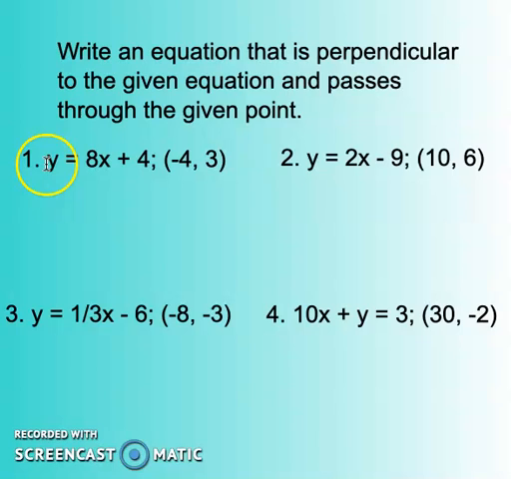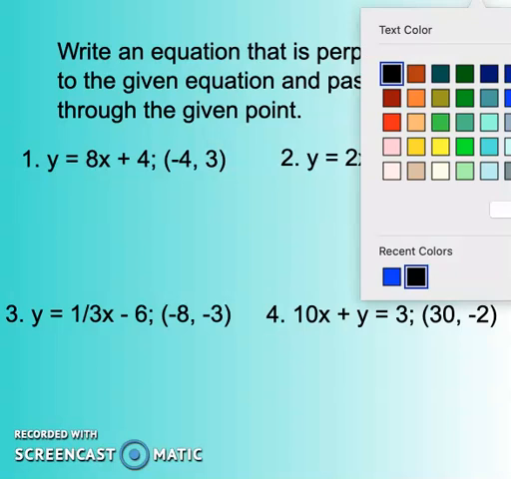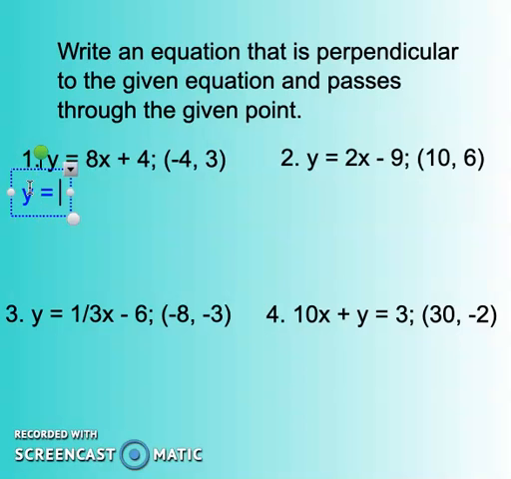The first problem is y equals 8x plus 4. So we have one line, and what we need to do is create another line that passes through the point (-4, 3) and is perpendicular to that line. So what we're going to do is start off by looking at the slope of this line.